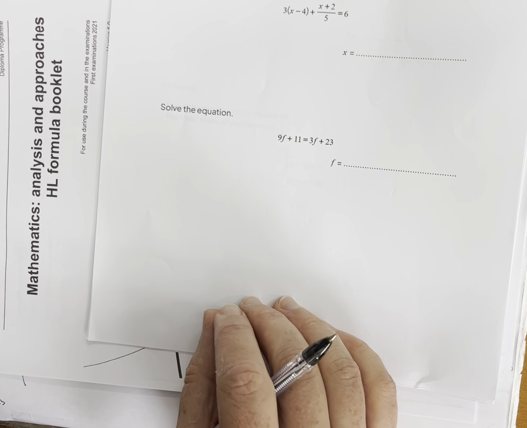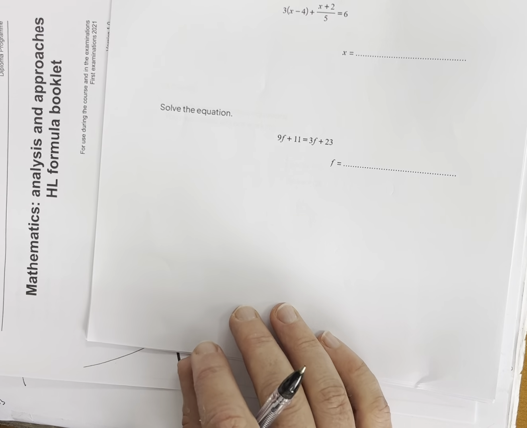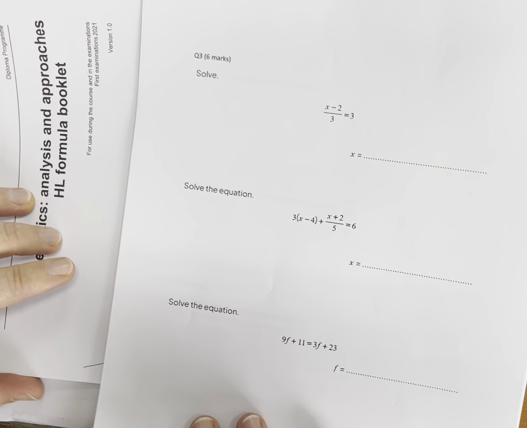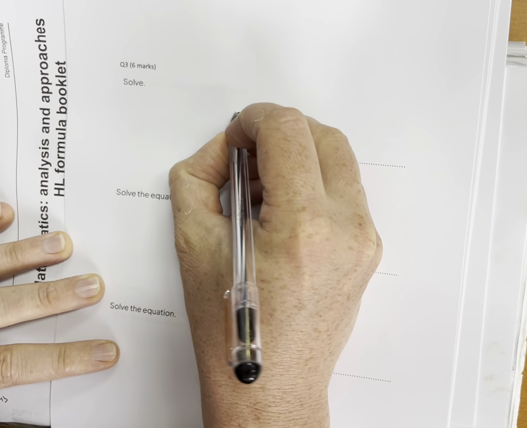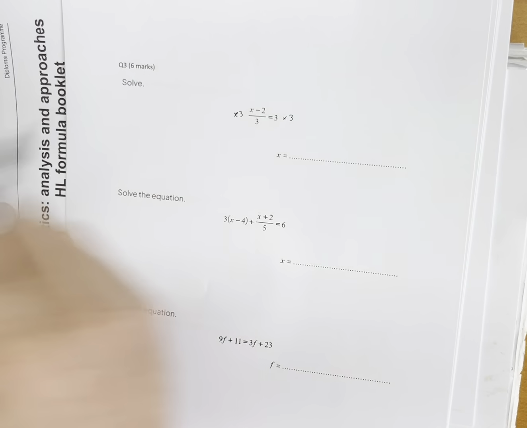Okay, on to the next question, which is solving. So my first step here, multiply both sides by 3 to get rid of the denominator of 3.